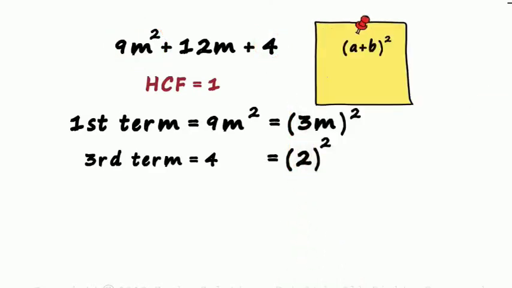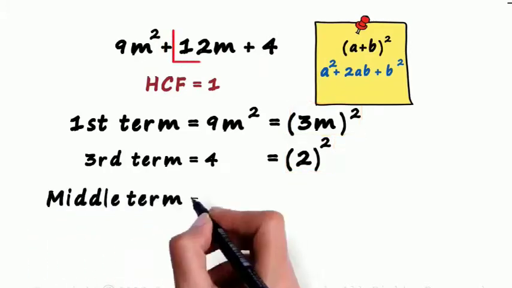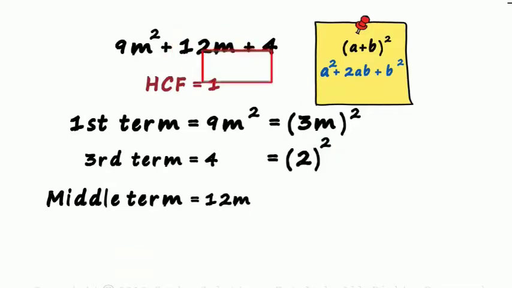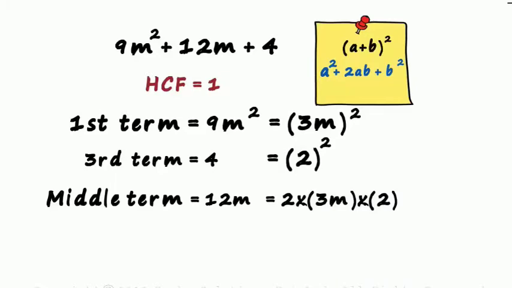Now we can say it just looks like a square plus b square, or not? It means we are having here a square plus b square. If we want 2ab, in the given polynomial there is also one more term, that is 12m, the middle term. So we need to write the middle term in terms of a and b, that is 3m and 2. Can it be written? Yes, so we need to check it. 12m can be written as 2 into 3m into 2. So 3m is a and 2 is b. 3 twos are 6, 2 sixes are 12m.